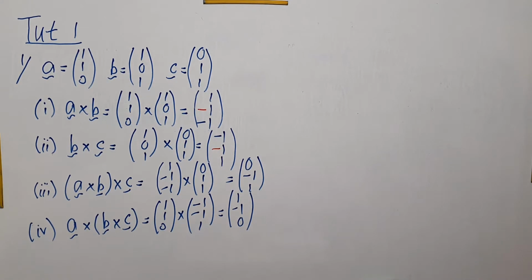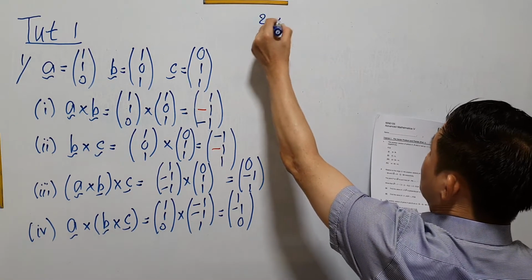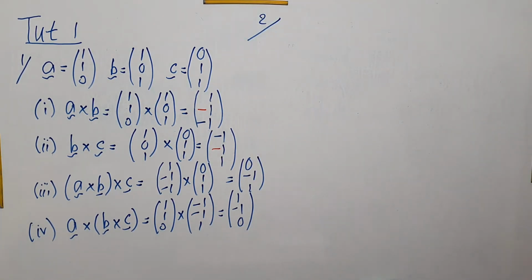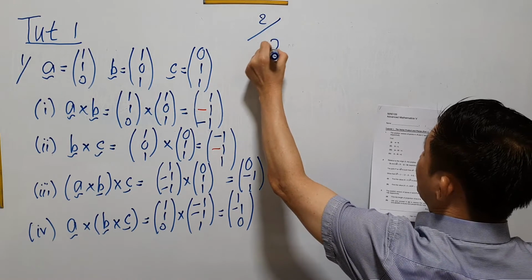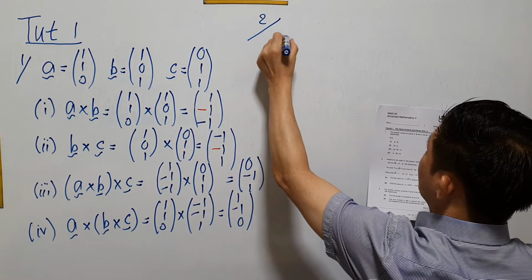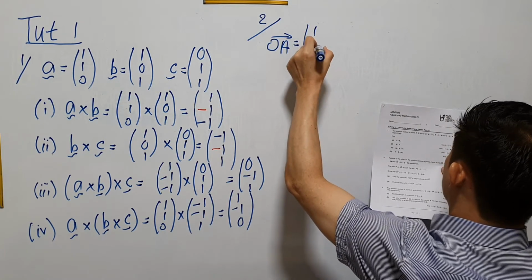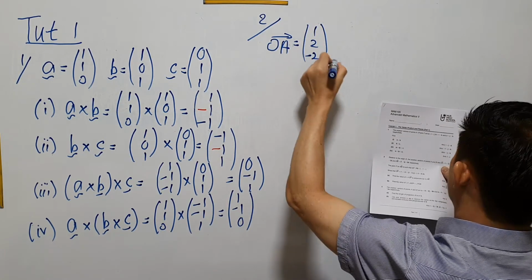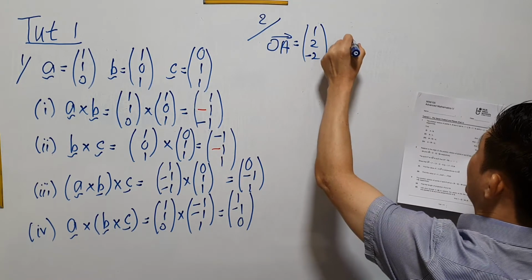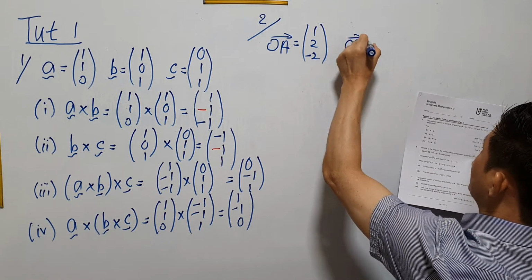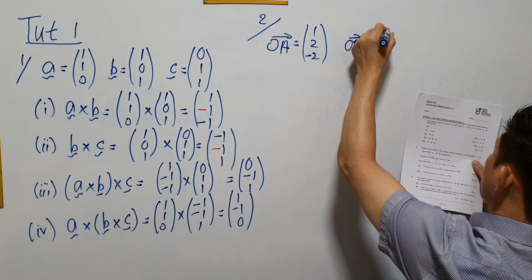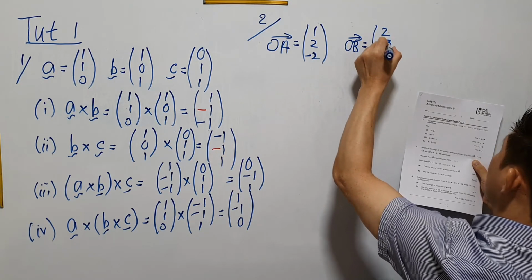Okay, that's actually question 1 of tutorial 1. Let's look at number 2. In number 2, you are given 2 vectors, OA and OB. OA is given to be 1, 2, minus 2. And OB is given to be 2, minus 3, 6.